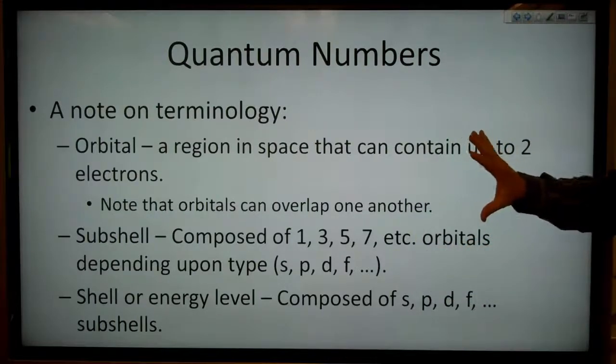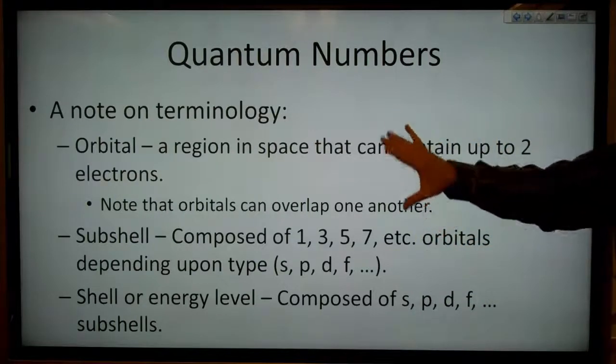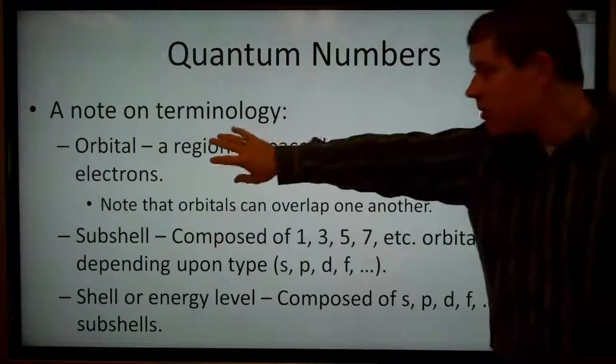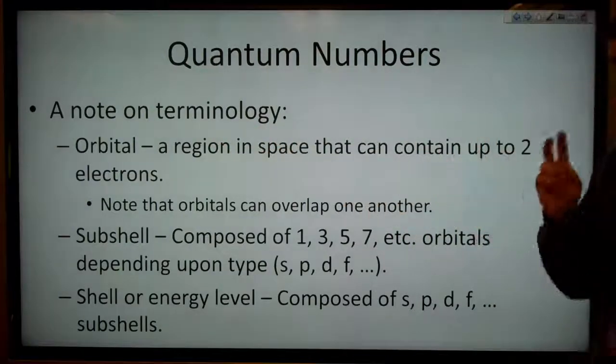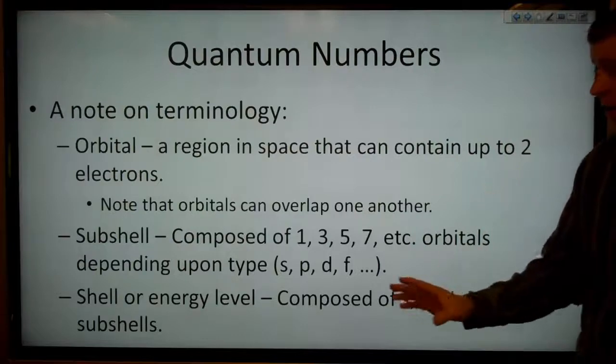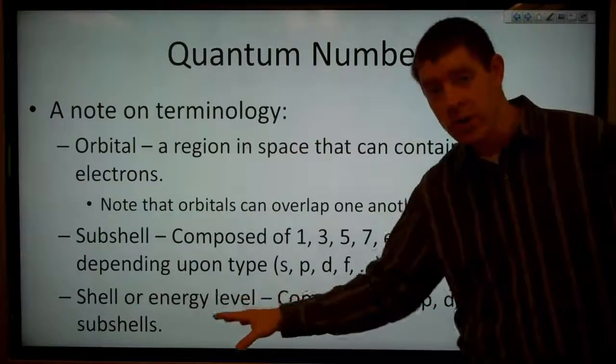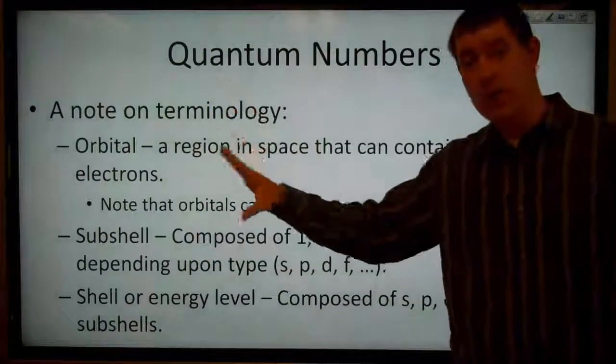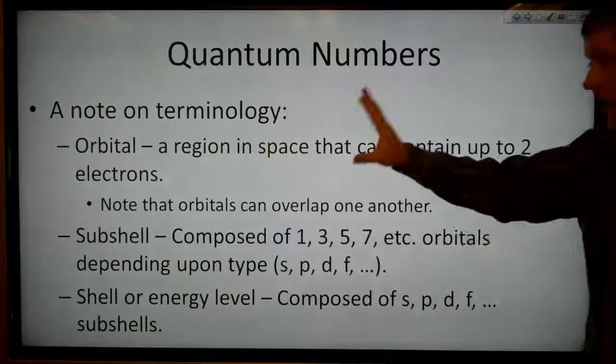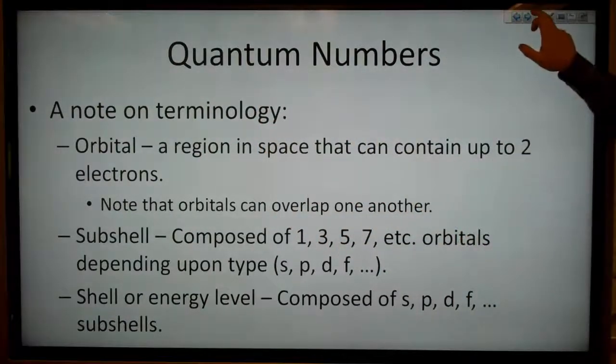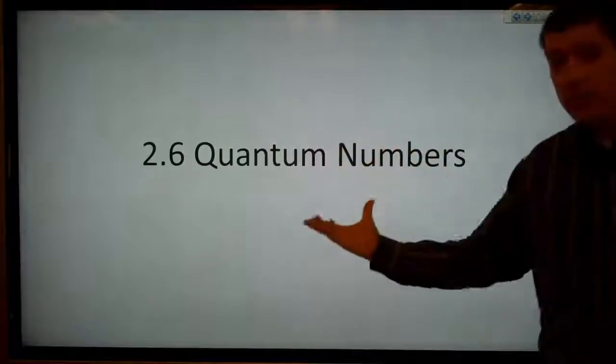And so be careful about which word you're using. Orbital, again, refers to some region in space that can hold only 2 electrons. So don't go calling, say, the 4th shell the 4th orbital, because that doesn't work. I'm trying to keep this terminology consistent. So that was quantum numbers.